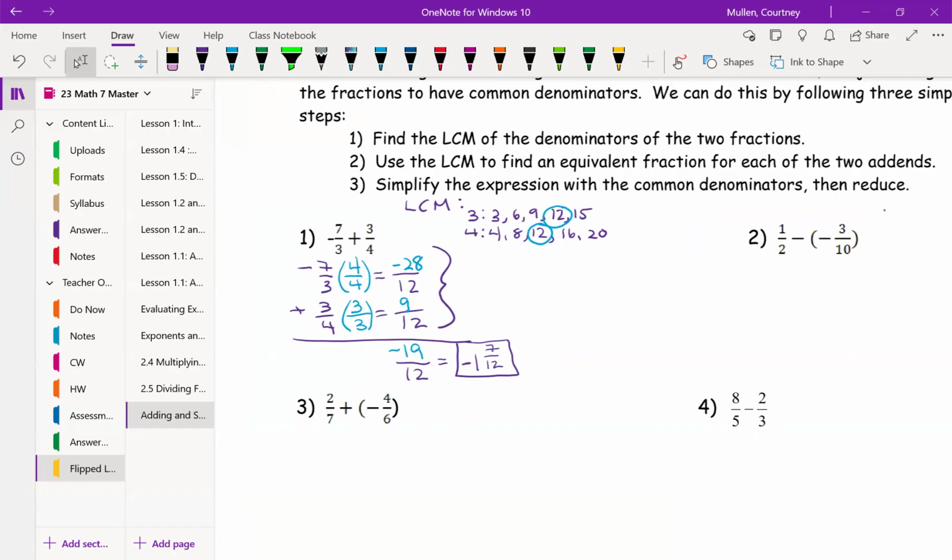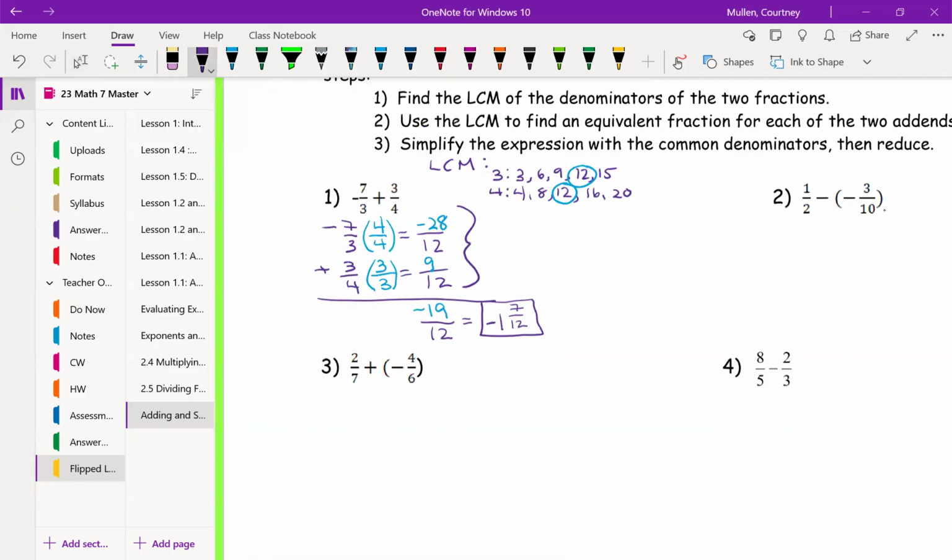Let's take a look at number 3. So we have 2/7 plus -4/6. Well, first, I know that a positive times a negative is a negative. I also see here that I noticed something about 4/6. I can simplify it before I get working. So 2 goes into 4 twice and into 6 3 times. So the denominators I'm dealing with right now are 7 and 3.